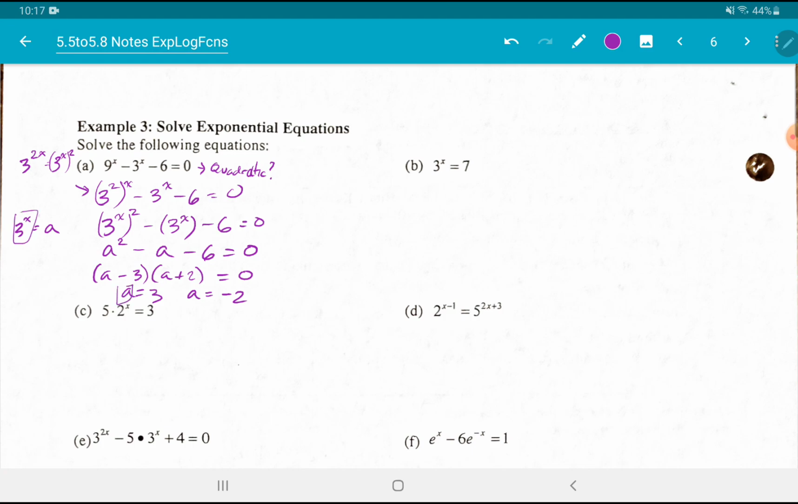So let's plug that 3 to the x back in. What we're saying then is 3 to the x is equal to 3, and also 3 to the x is equal to negative 2 from our second one as well. So don't forget the second one. So 3 to the x equals 3. Well, that just means that there must be an exponent of 1. So x is just 1 then.